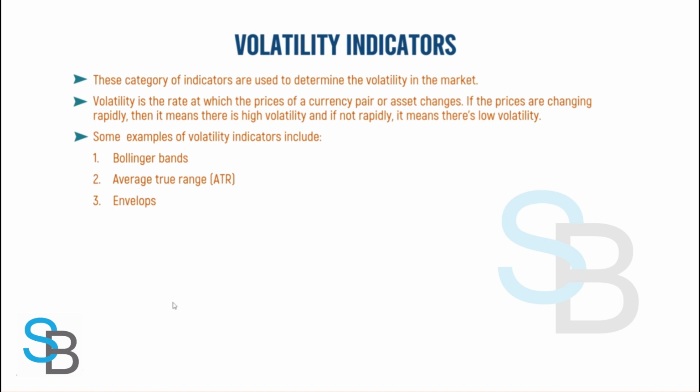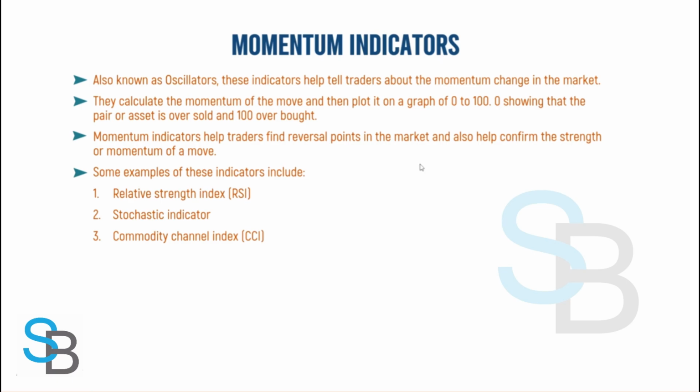These volatility indicators tend to show you how volatile the market is. Now we have the last type of indicators, which is the momentum indicators. They are also known as oscillators. These indicators tell traders about the momentum change in the market. They calculate the momentum of the move and then plot it on a graph of 0 to 100, with 0 showing that the pair or asset is oversold and 100 meaning it's overbought.